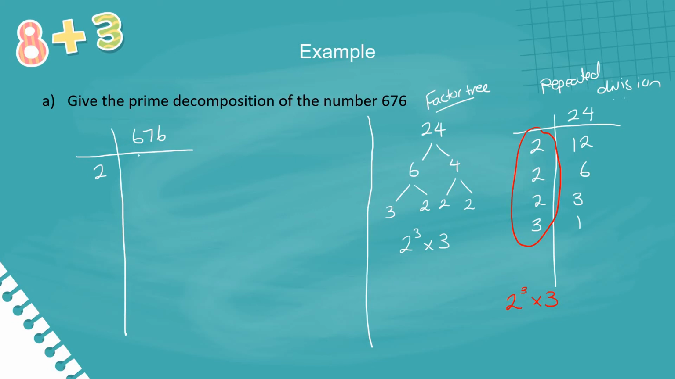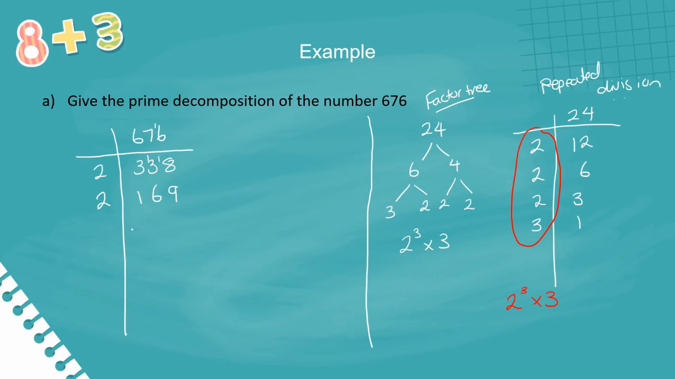2 goes into 6 3 times. 2 goes into 7 3 times with one remainder. 2 goes into 16 8 times. It's even again, so 2 can go into it again. 2 into 3 goes once with one remainder. 2 into 13 goes 6 times with one remainder. 2 into 18 goes 9 times. 169 is a bit of a tricky one.